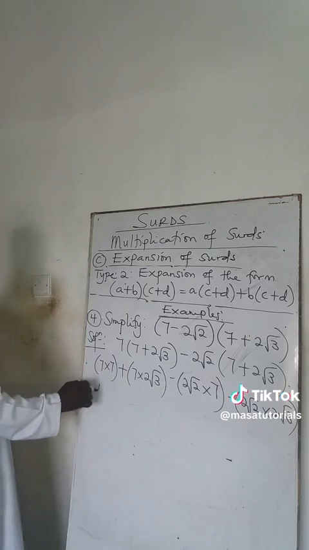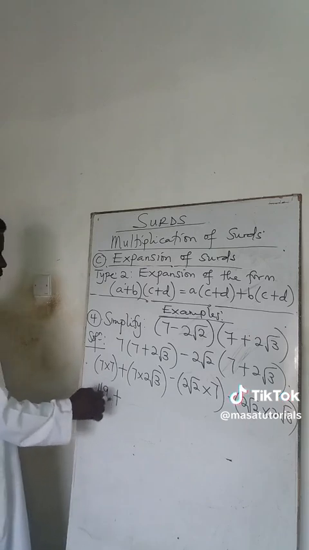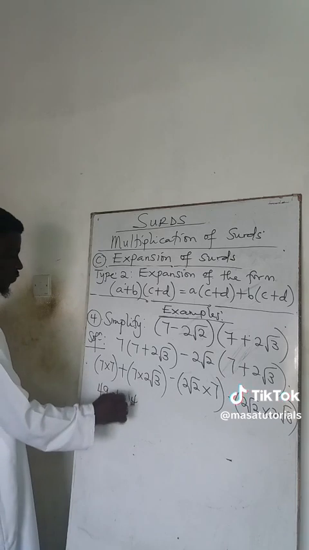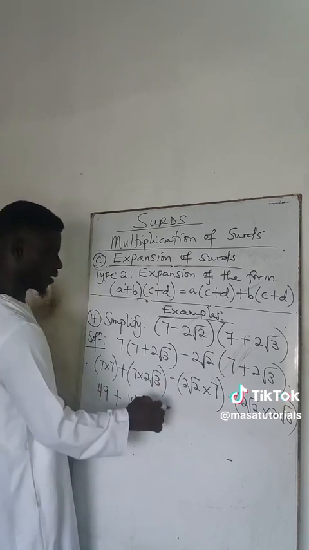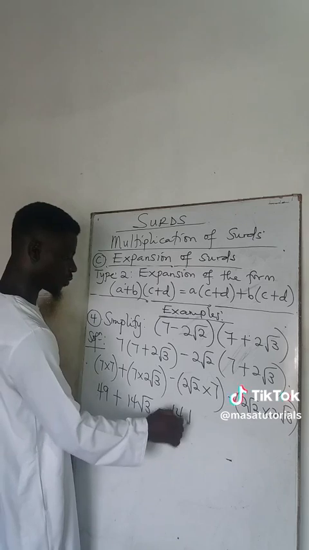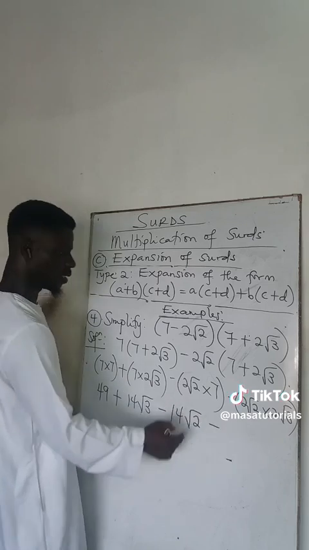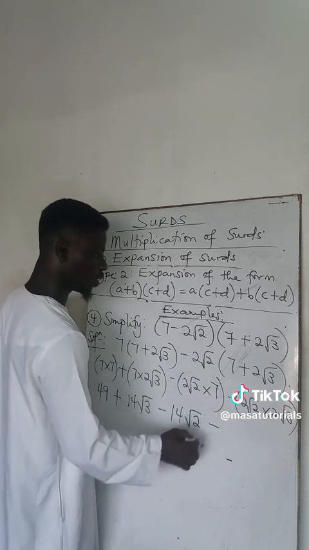Now 7 times 7 we get 49. Plus 7 will multiply 2 which is 14 square root of 3. Minus 2 multiply 7 which is 14. We drop our square root of 2. Minus 2 times 2 is 4.